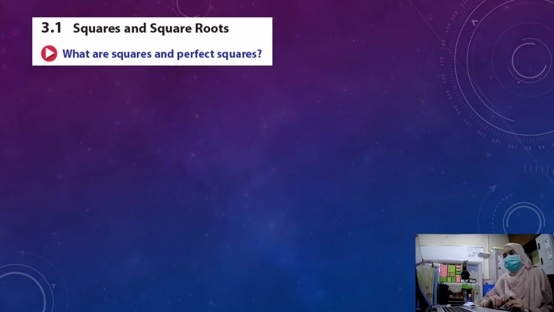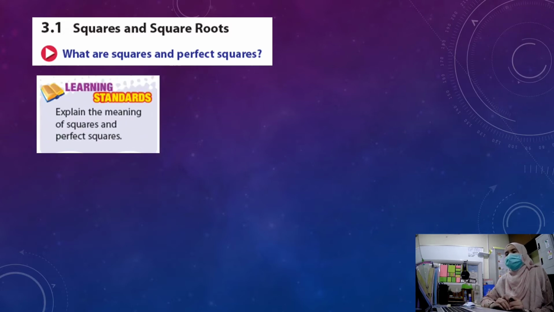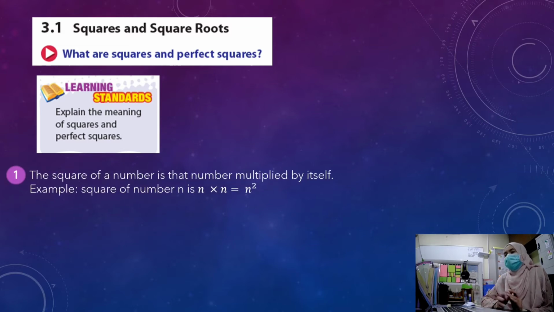(3.1) Square and square roots. What are squares and perfect squares? The learning standard that you need to achieve today is to explain the meaning of squares and perfect squares. First, the square of a number is that number multiplied by itself. Example, the square of number n is n multiplied by n, equal to n squared.